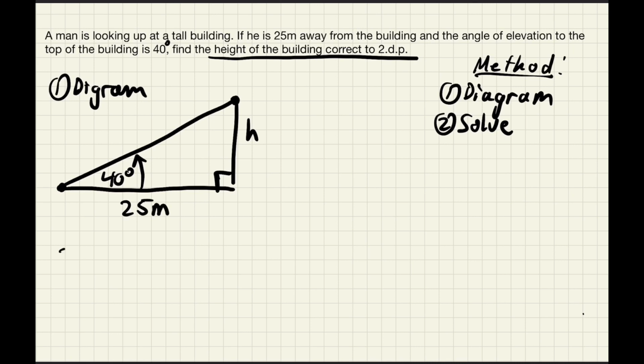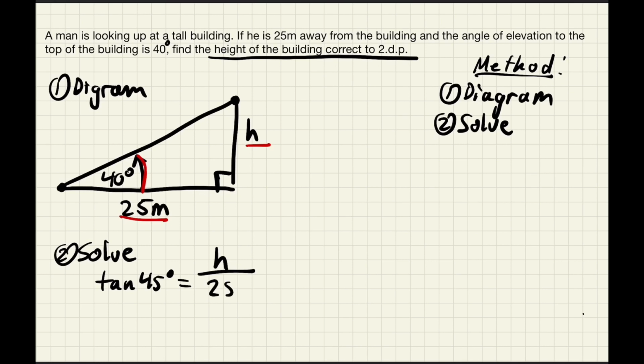So step number 2, let's go on and solve it. Here's our angle of interest, opposite side over adjacent. In other words, we're dealing with our tan ratio. So we know that tan 45 degrees is equal to our opposite side h over our adjacent side 25.